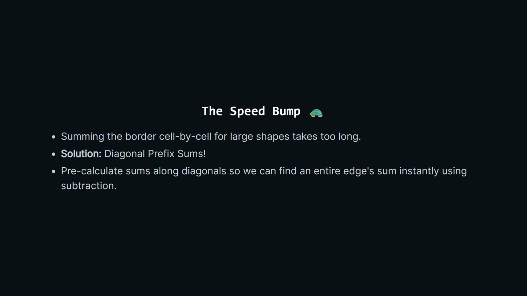But wait, there is a catch. If we have a massive grid and a huge diamond, walking along its border one cell at a time just to add up the numbers will take way too long. It's too slow. To fix this, we use a trick called diagonal prefix sums. Before we even start looking for diamonds, we do a quick sweep of the grid and pre-calculate running totals going diagonally. This lets us find the sum of an entire side of the diamond instantly, just by doing a single subtraction, saving us a massive amount of time.